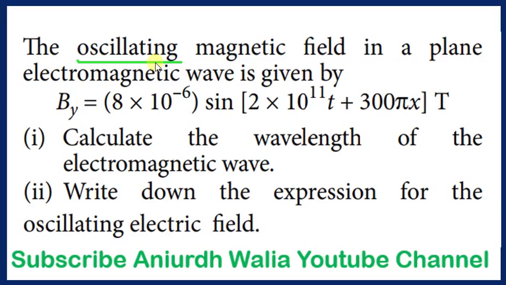The oscillating magnetic field in a plane electromagnetic wave is given by By equals 8.8 into 10 to the power minus 6 sine of (2 into 10 to the power 11 t plus 300 pi t). Now there are two parts. The first part I'll discuss.